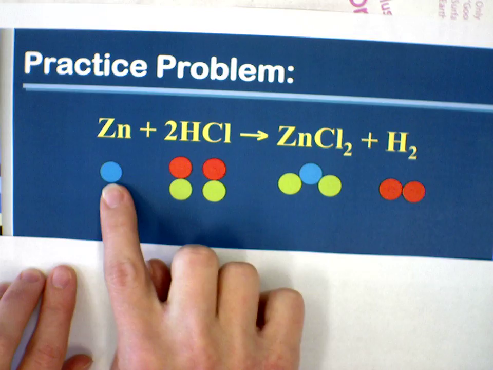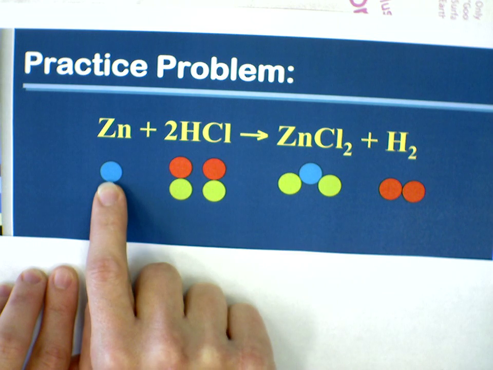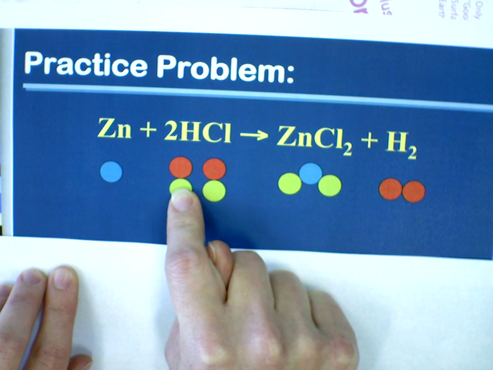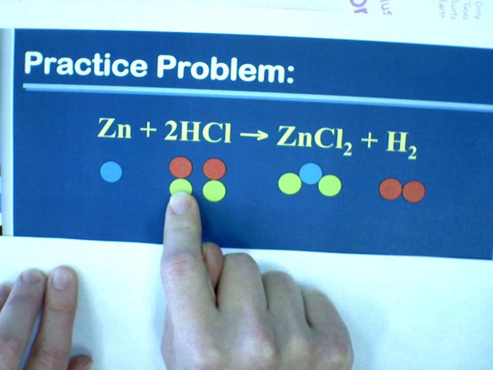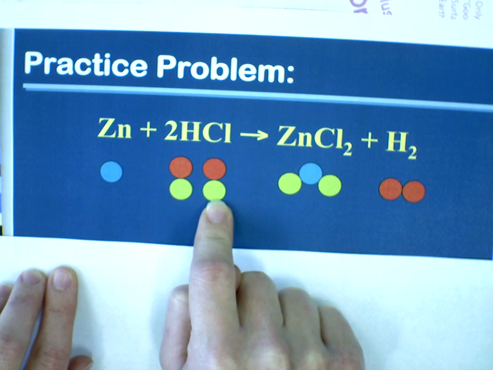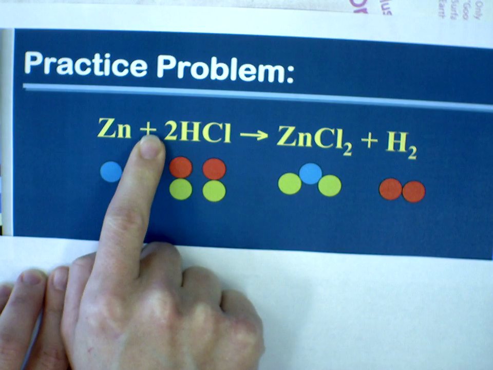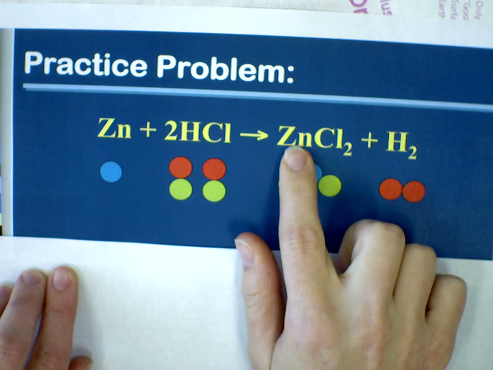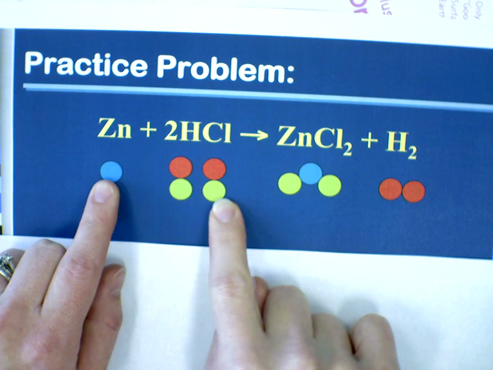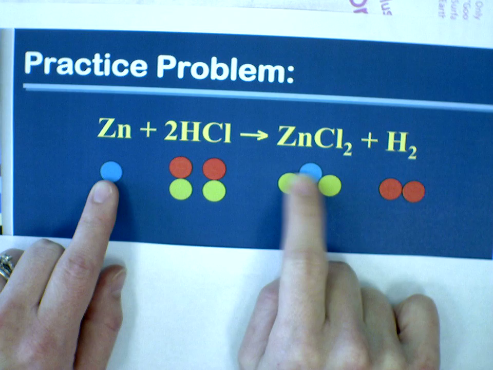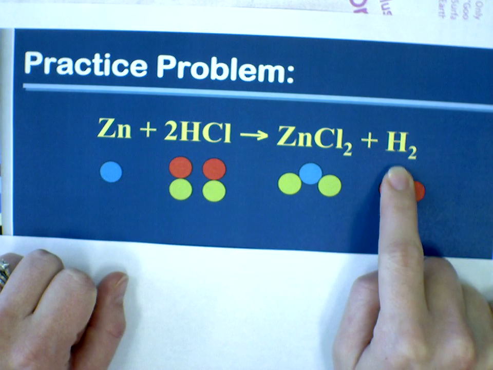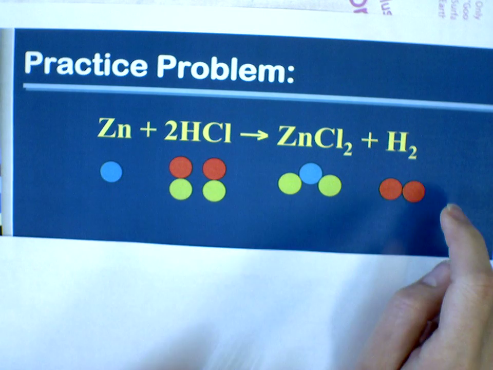So I have 1 blue atom for my zinc. I have the red and the green to represent a hydrogen and a chlorine. And I have 2 sets because the coefficient out front, there's 2. The zinc rearranges so that it's paired with the chlorine, so I have zinc and 2 chlorine, and I have the 2 hydrogens pair up.